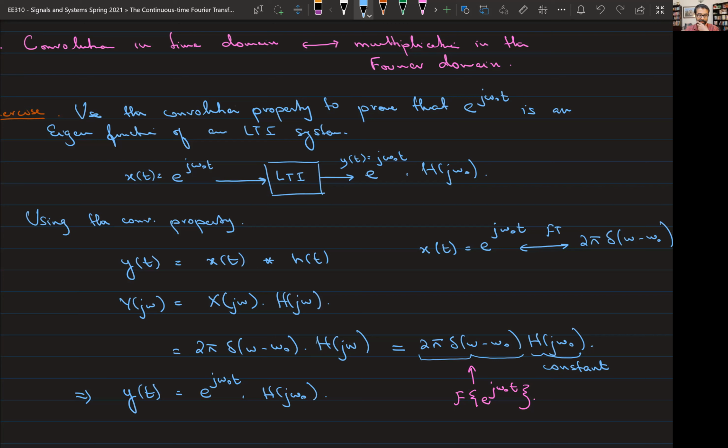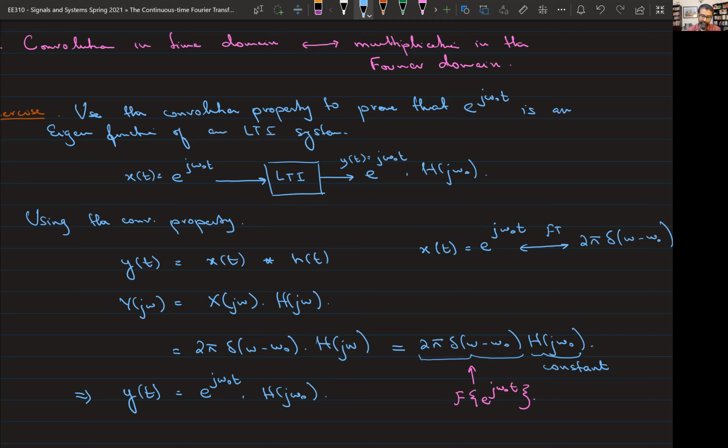Is this clear? How I got from here to here? Yes, sir. Right. If anyone's confused about that, you can ask me now. Right. So once again, the principle is h of j omega naught is a constant, and linearity kicks in. If I take the inverse Fourier transform of that, it is just going to be h of j omega naught times the inverse Fourier transform for this, which is e raised to power j omega naught t. Right. So that's your proof there.